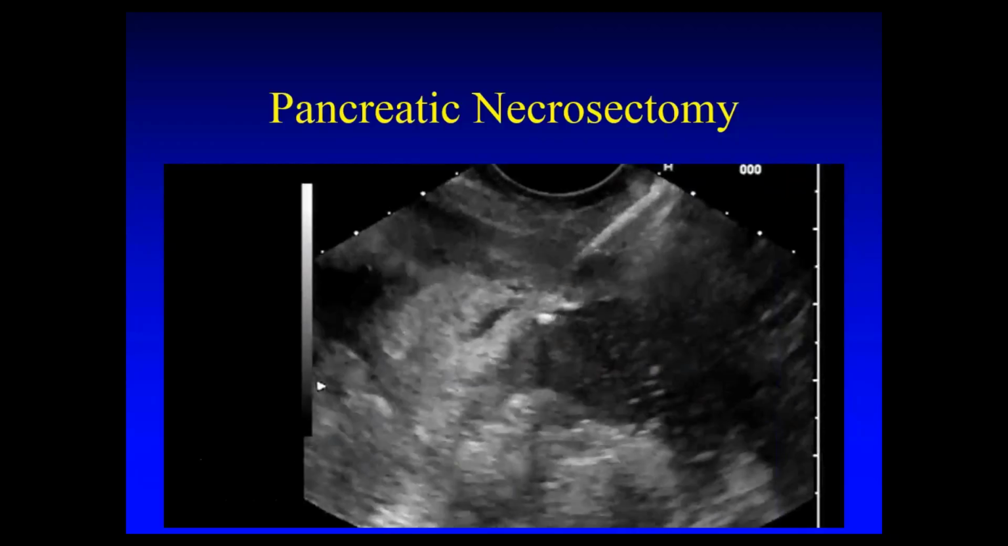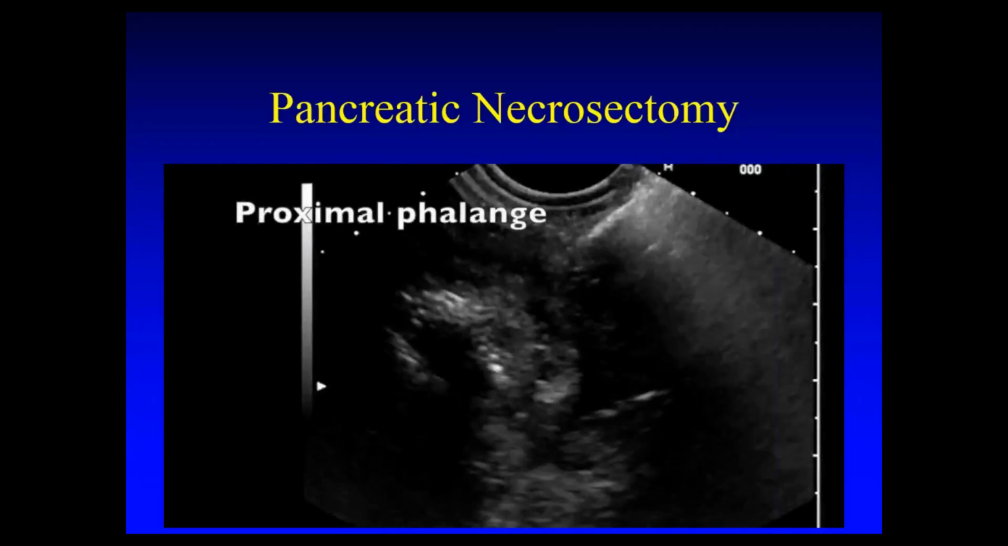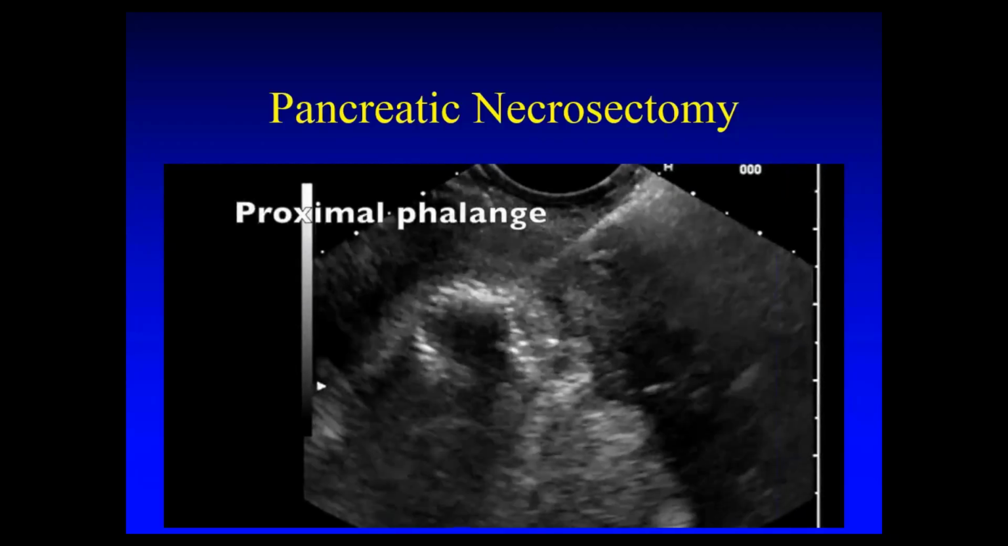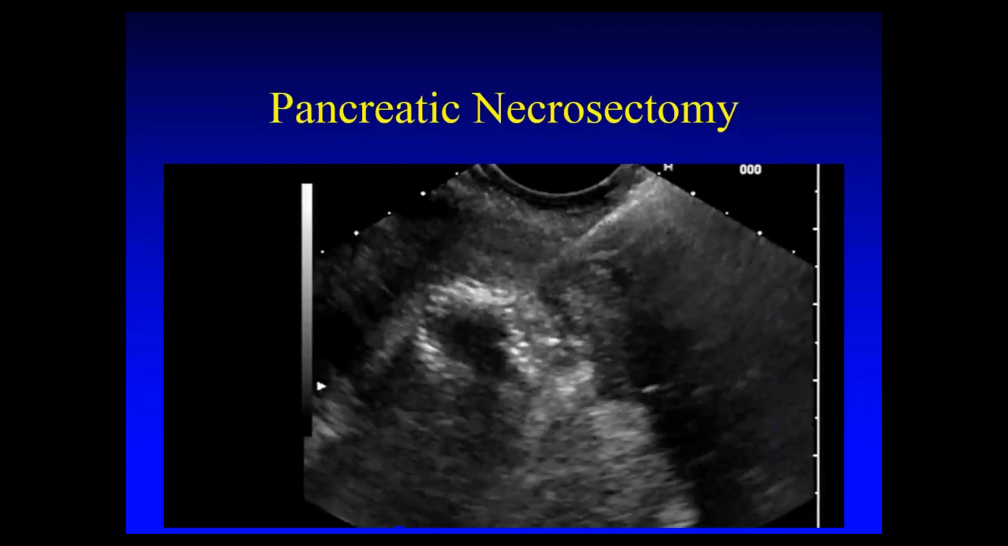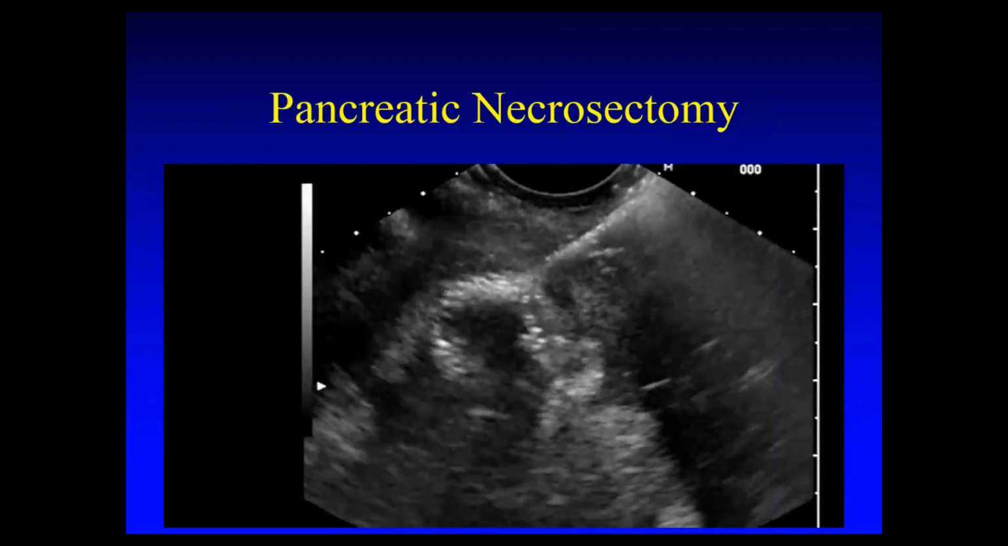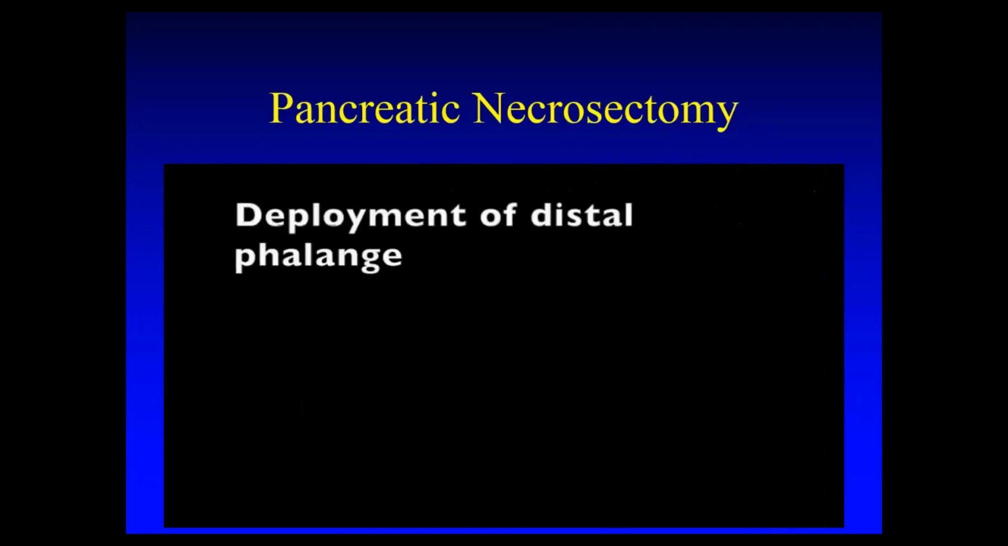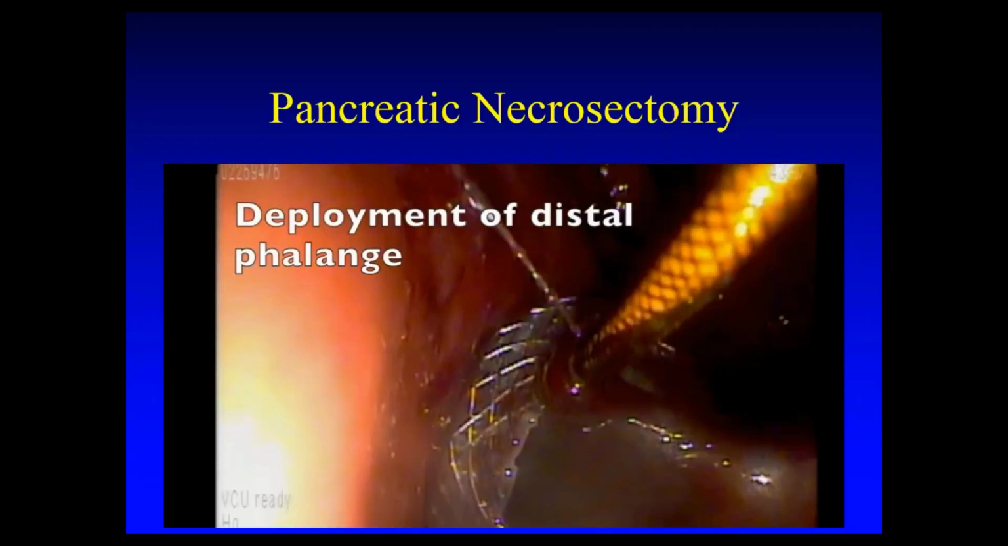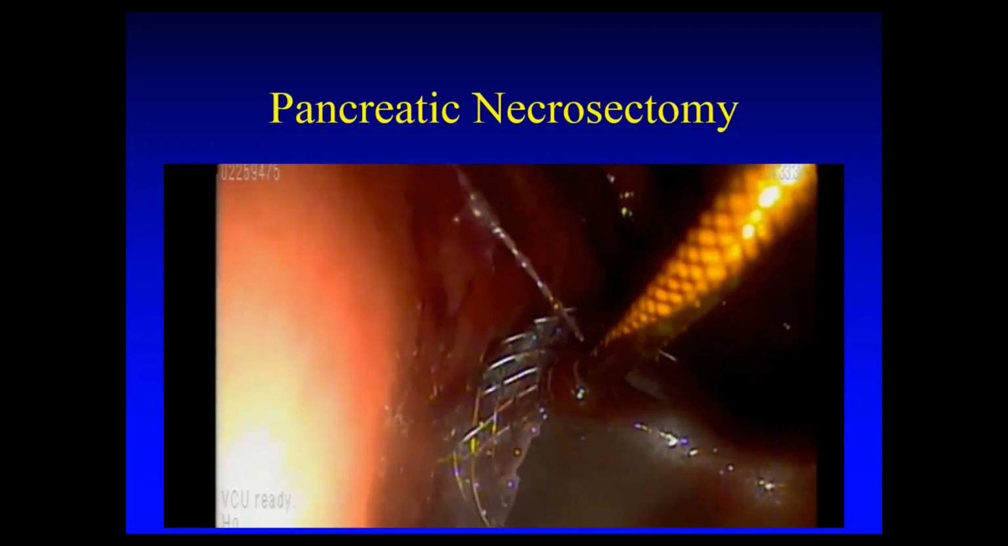You see that the flange that is within the cyst is deployed first. You see this V shape here. Then you pull the stent back to have a good apposition to the stomach. Here you see that the proximal flange is deployed. Of course, a lot of necrotic junk is coming out of the stent.